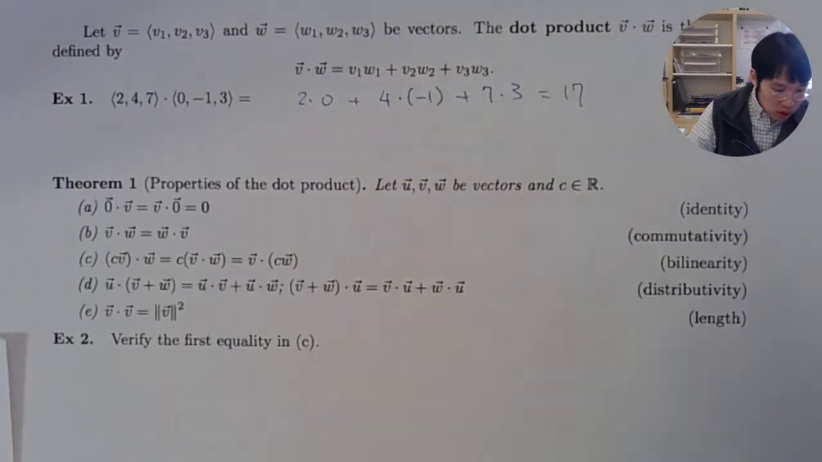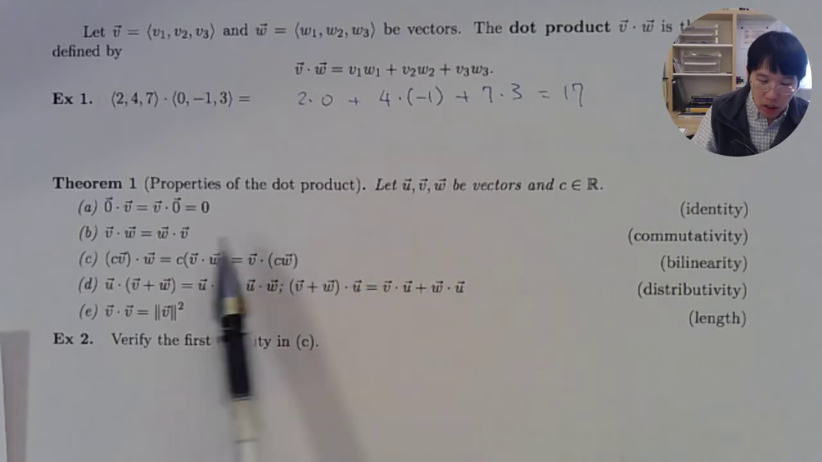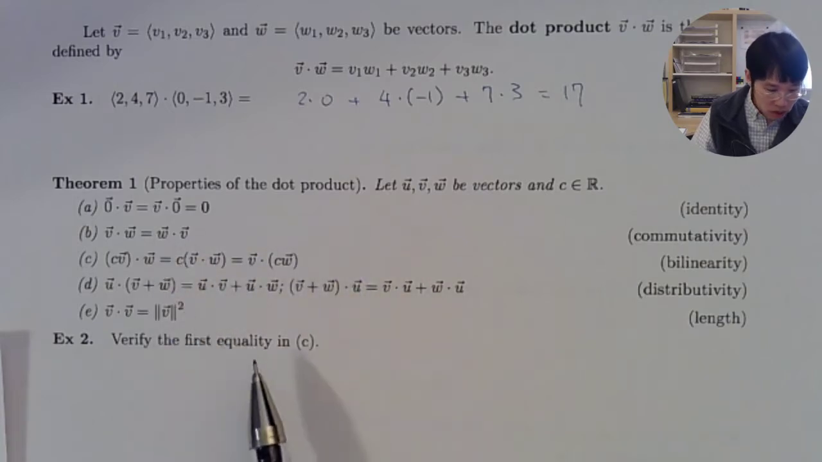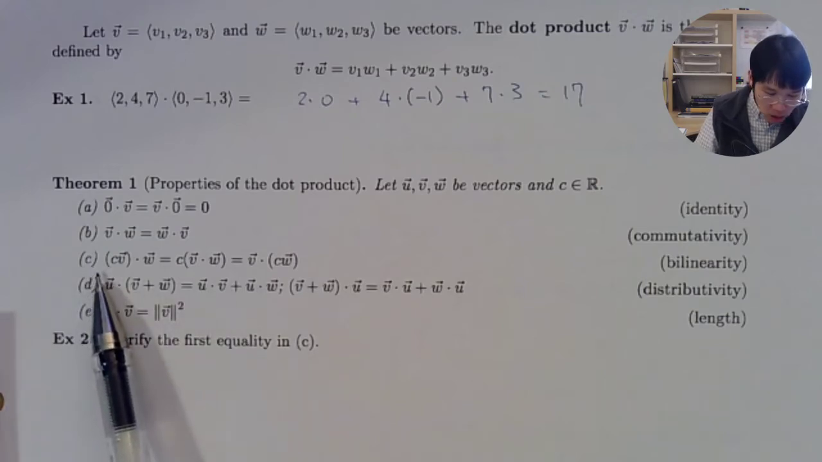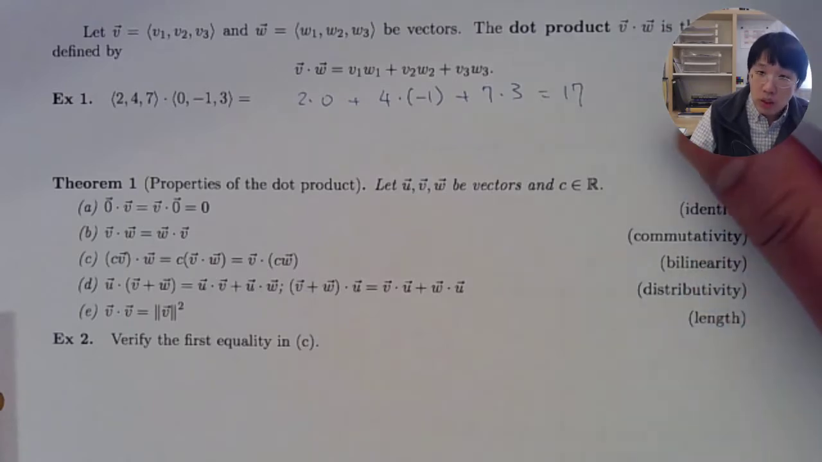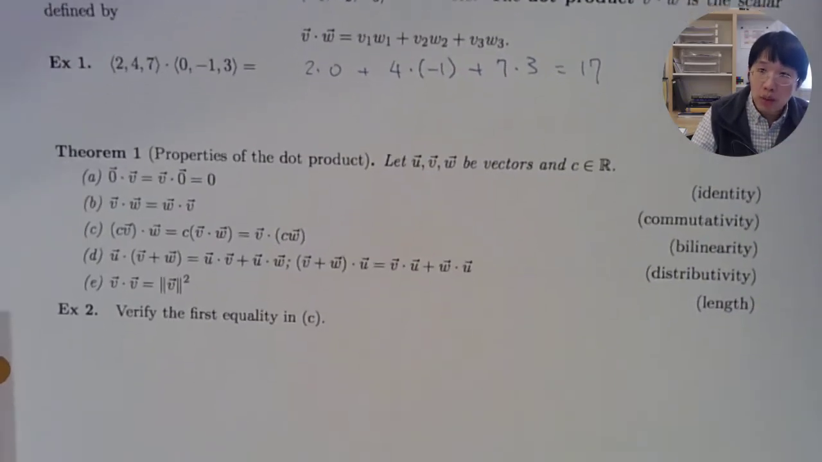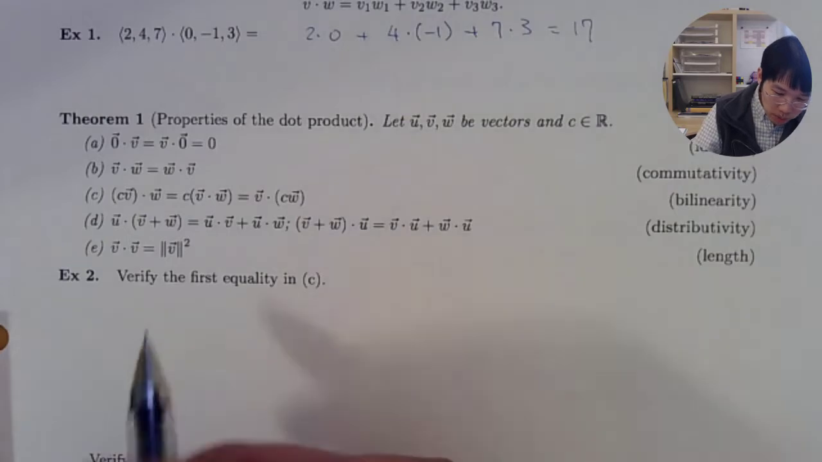Now we're going to start talking about properties of dot product. Here's a theorem that has a lot of various properties of the dot product. Let's try to verify the first equality in item C here. And again, you should pause the video and try it yourself before unpausing and continuing.